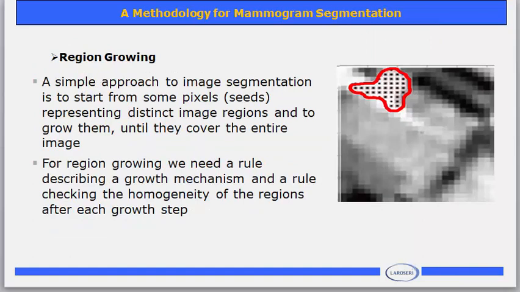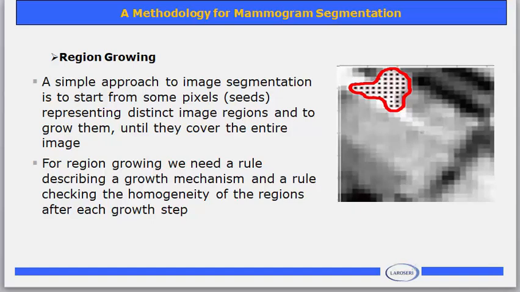Now, let's talk about region growing. Region growing is one of the most common methods for segmentation of medical images due to its performance and simplicity. Also, region growing approaches exploit the important fact that pixels which are close together have similar gray values.